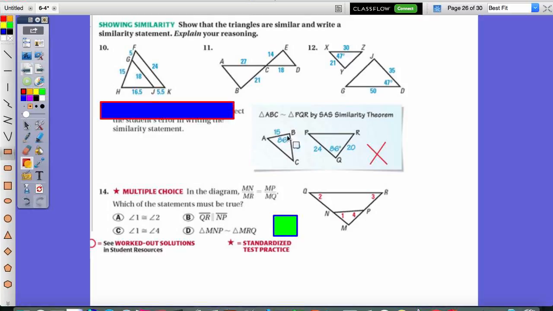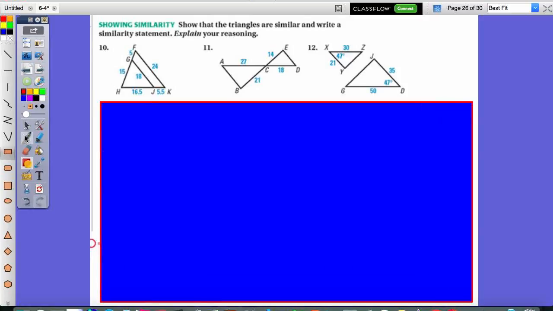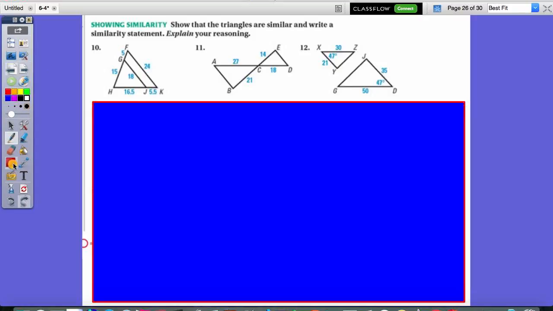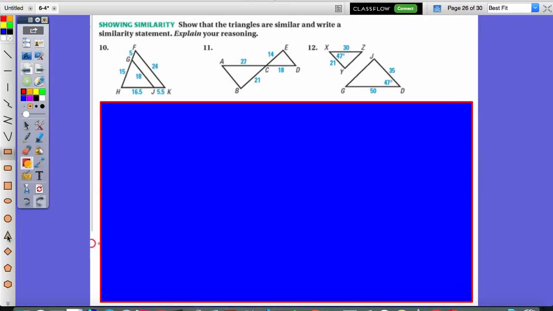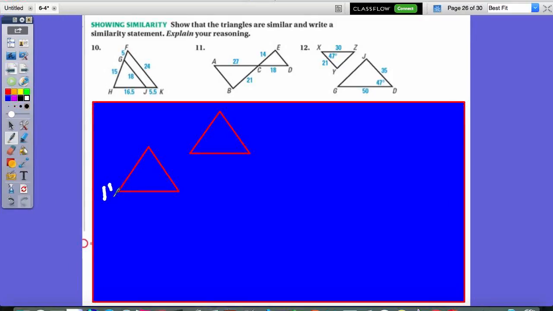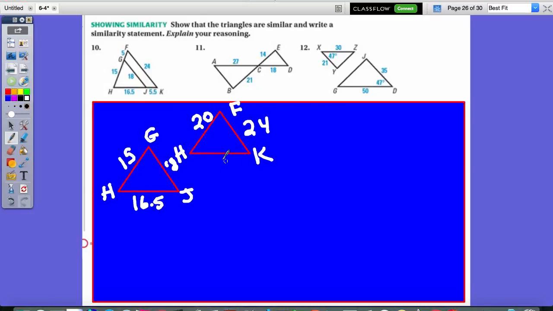Draw another rectangle here. And go on to number 10. Now number 10, I actually did number 10 in most of the classes yesterday. But basically I'm going to have two triangles. This is H, G, J, and this is H, F, K. So this is 15, this is 20, this is 18, this is 24, this is 16.5, and this is 22.